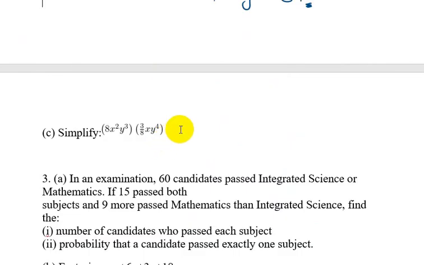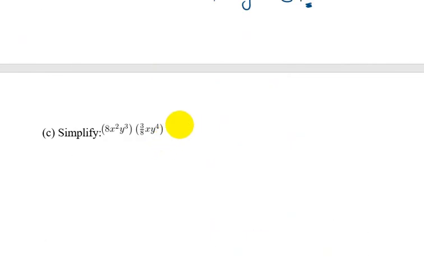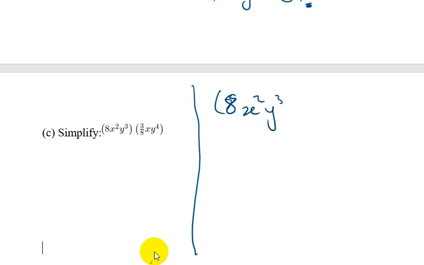The C part says that we should simplify, and we are simplifying a square y cube. Now let me write the question again. We have 8 a square y cube. Then we also have 3 over 8xy raised to the power 4. We have to simplify. Now the x will go with the x, the number will go with the number.